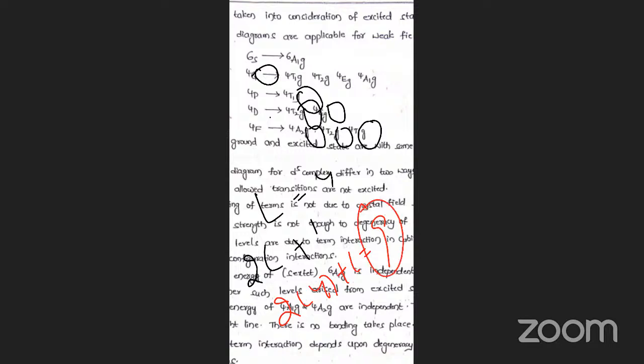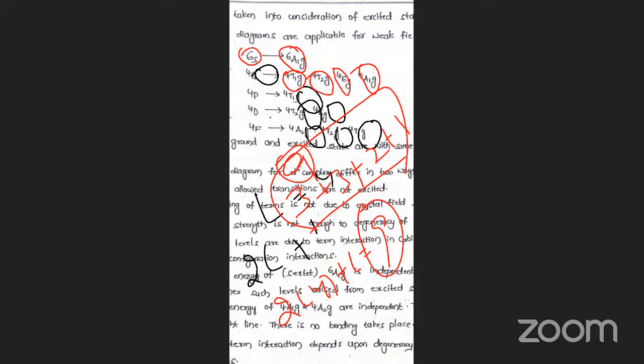Those 9 energy pockets can split into 4 energy levels. One is triply degenerate, another is also triply degenerate, one is doubly degenerate, and one is singly degenerate. That is 3 plus 3 plus 2 plus 1, a total of 9 energy pockets, divided into 4 energy levels. What about the S term? Only one energy pocket is there.